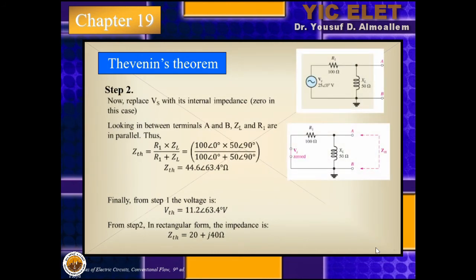Okay, now the second step: you need to replace the voltage source with its internal impedance. The internal impedance of a voltage source is 0, so you just replace it with a short circuit.